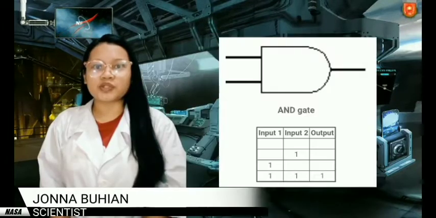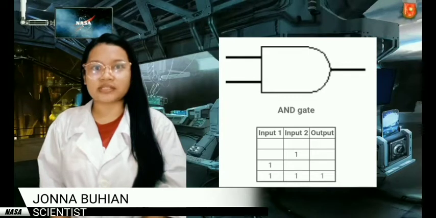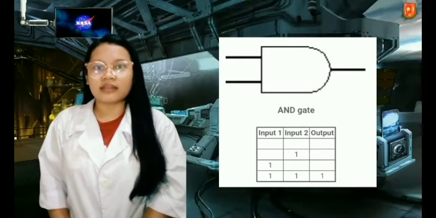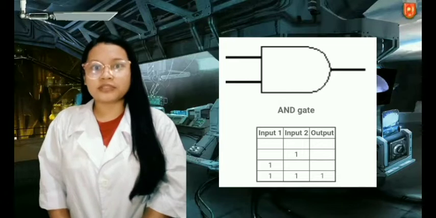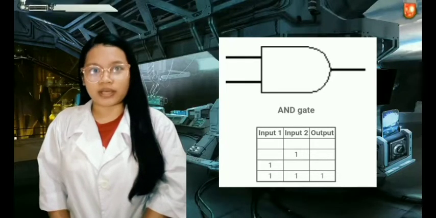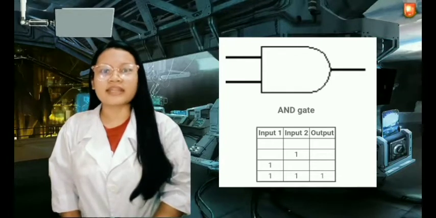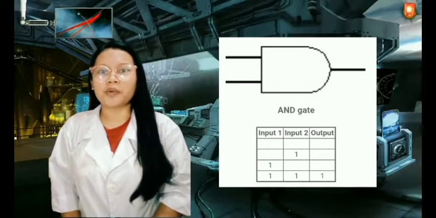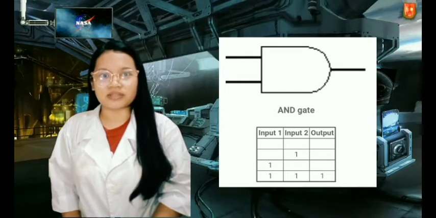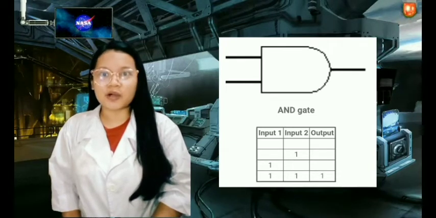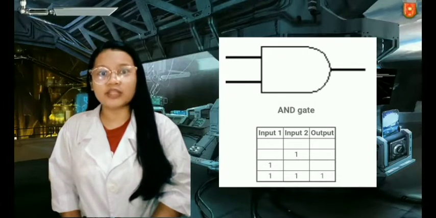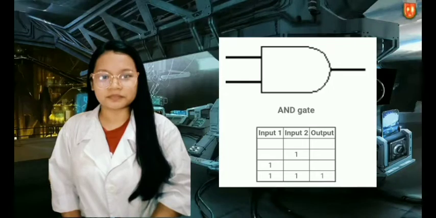The following illustration and table show the circuit symbol and logic combinations for an AND gate. In the symbol, the input terminals are at left and the output terminal is at right. The output is true when both inputs are true. Otherwise, the output is false. In other words, the output is 1 only when both inputs 1 and 2 are 1.